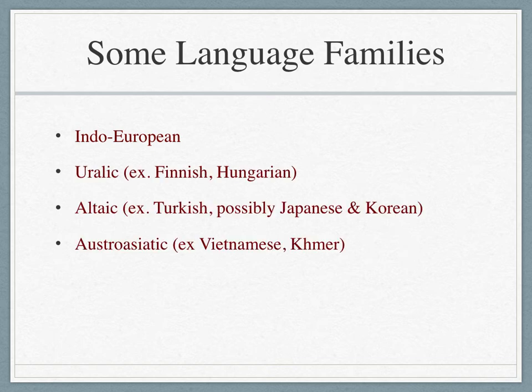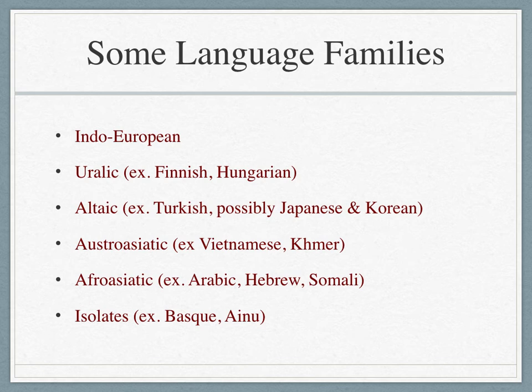So Indo-European is our language tree, but here are some other trees: Uralic, Altaic, Austroasiatic, and some examples. And then we have 2 interesting cases of isolates. They're called isolates because we don't really know exactly where they came from or what they're related to.